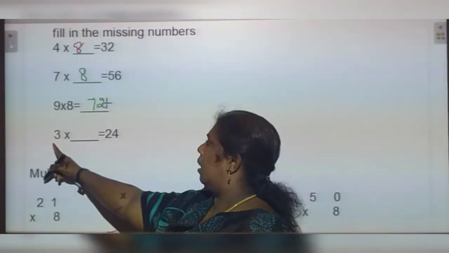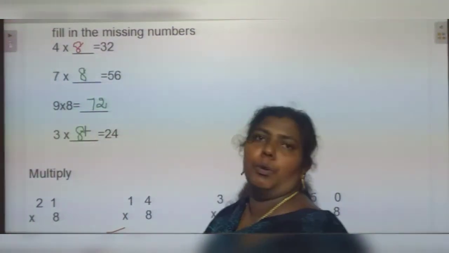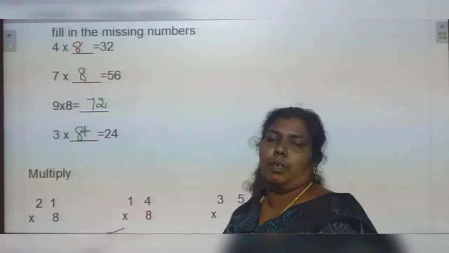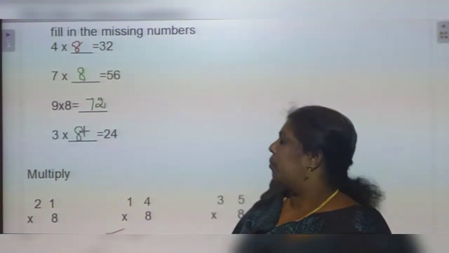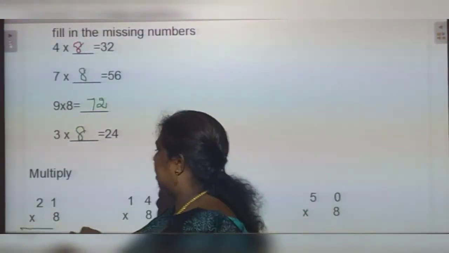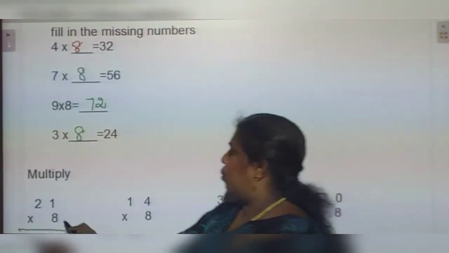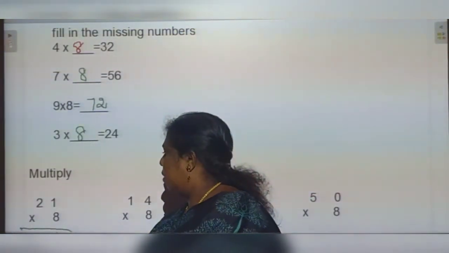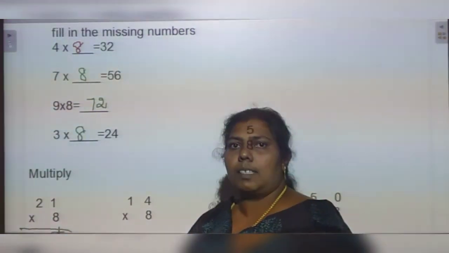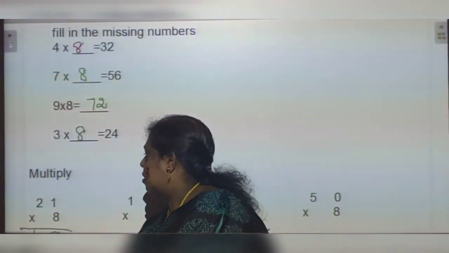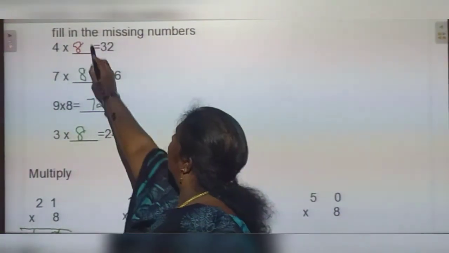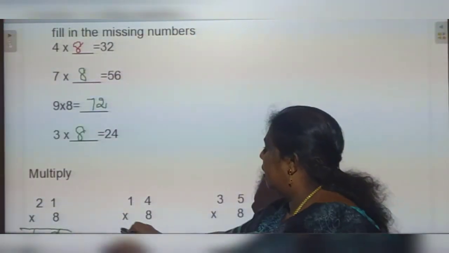Yes, here 3 8s are 24. And the third table also you know, isn't it? If you know the third table, you can say 24 how many times it is coming. Okay? Yes. Now here you are going to use. Yes, multiply these two numbers. 1 8 is 8, right? 1 times 8 is 8. Then 8 times 2 is 16. 2 times 8 is 16, right? Yes. 16. So 168. Okay, fine. Next.